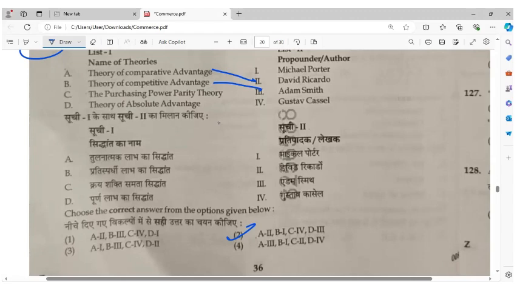Just give me a second. Porter. No, absolute advantage is given by Adam Smith. Absolute advantage is given by Adam Smith. And the theory of competitive advantage is given by Michael Porter, and the purchasing power parity, that is PPP theory, is given by the. So option number 2 is right over here.